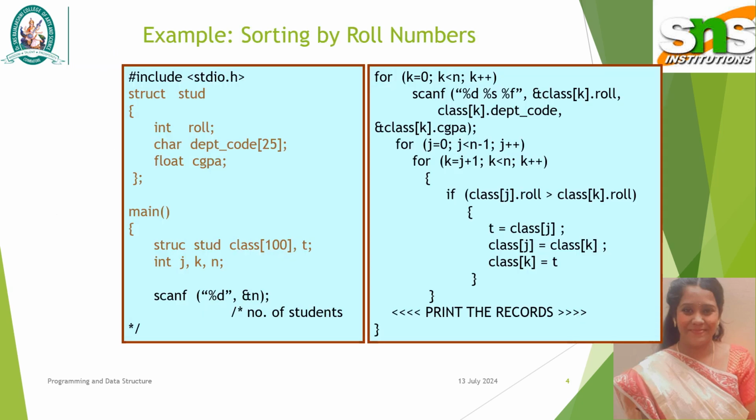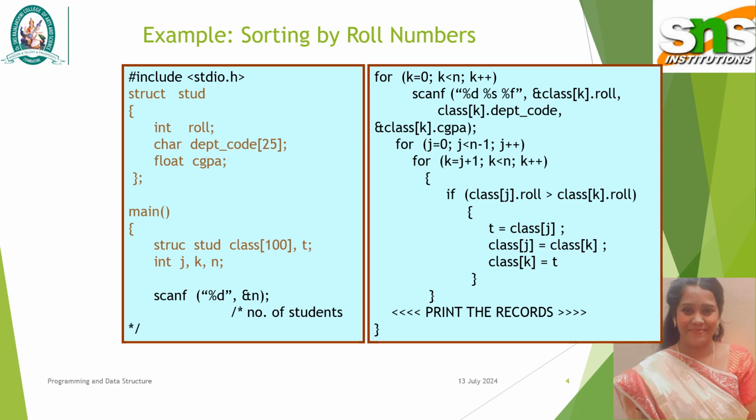Now consider this example. We have the preprocessor include stdio.h. We have a structure called student in which we have the structure elements roll number, department code, CGPA. Now in the main function we have used an array called class with 100 variables. We also have a variable called JKN and a structure variable called T.